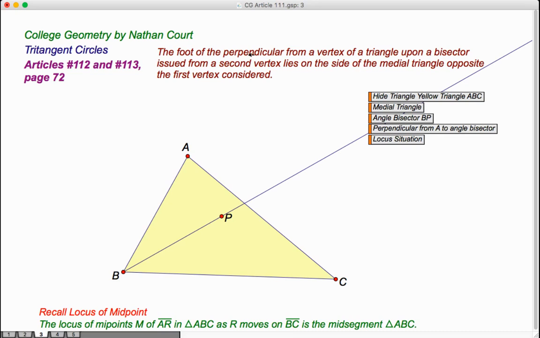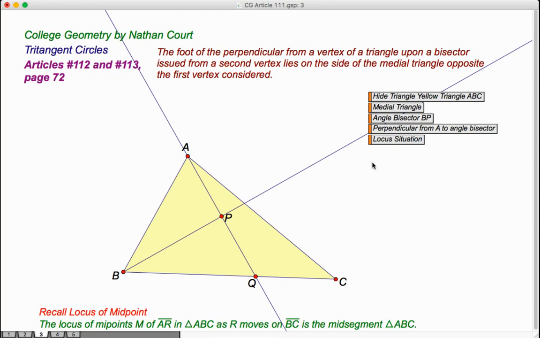Before we do that, let's go back to the first sentence. The foot of the perpendicular from the vertex. So the foot of the perpendicular from point A. What that means is to construct a line from A perpendicular to this angle bisector. So let's construct that one. It's here. That's the reason why I call this point P, okay? So the foot of the perpendicular is point P. So this particular point P, it says it lies on the medial triangle of this one.